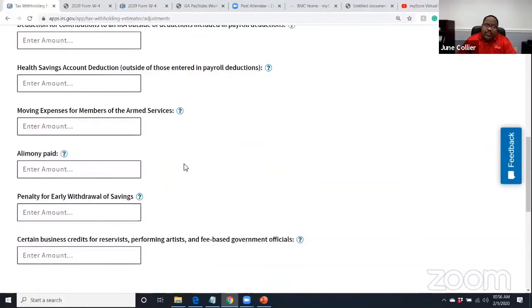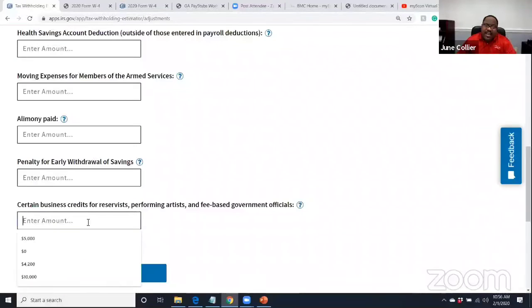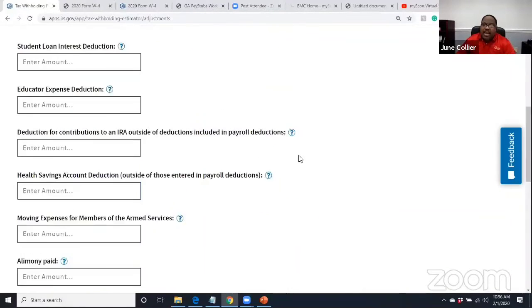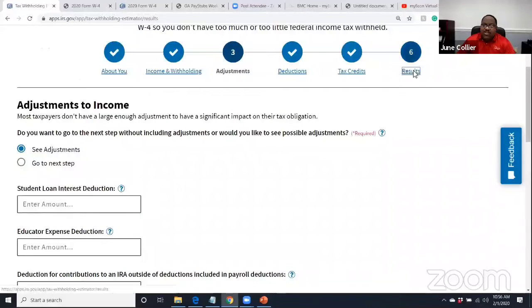So we're going to take that $5,000 and put it in this box right here for certain business credits for reservists. We're not putting the $5,000 there to say that we're getting business credits for reservists. We're putting the $5,000 there as an adjustment to income because there is not a box here that says Schedule C adjustment to income. So we're going to put that $5,000 in the box, and go back and take a look at our results.